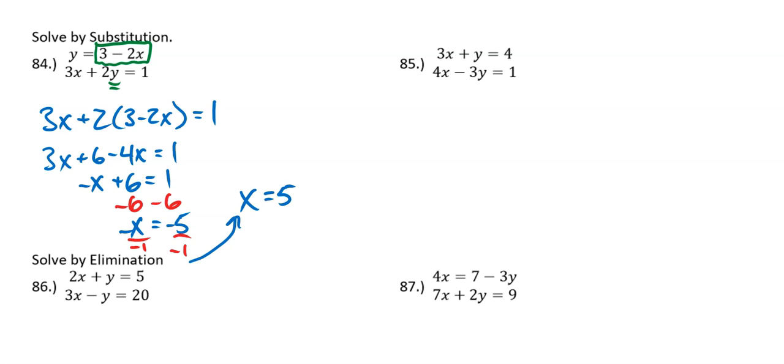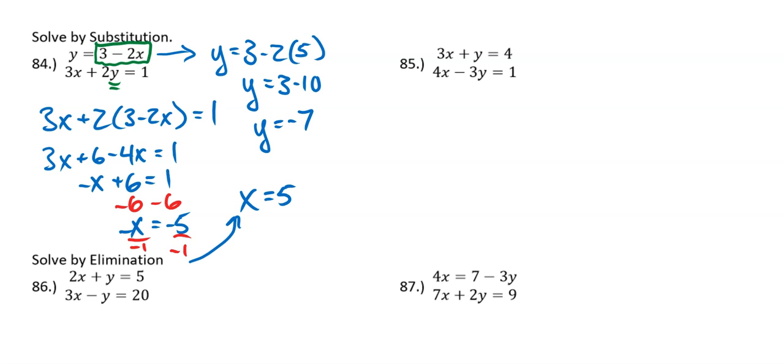I still have to go back, plug that 5 in, and get my y value. So right here, y equals 3 minus 2 times 5. So y equals a negative 7. Okay? And then the last thing I do is I typically write this as an ordered pair, because it's just a nice, succinct way of writing it. If you left it as x equals this, y equals this, that would be fine. That would be technically right, all right? But an ordered pair gives us a nice way of writing it, okay?